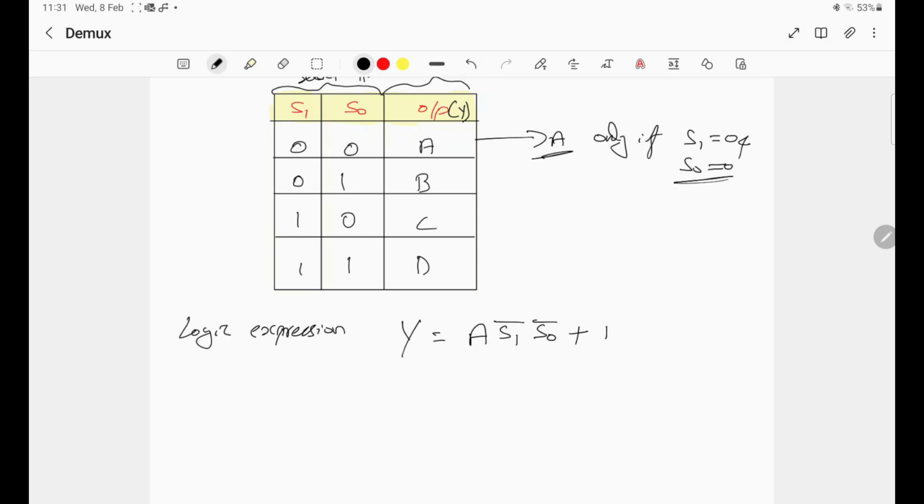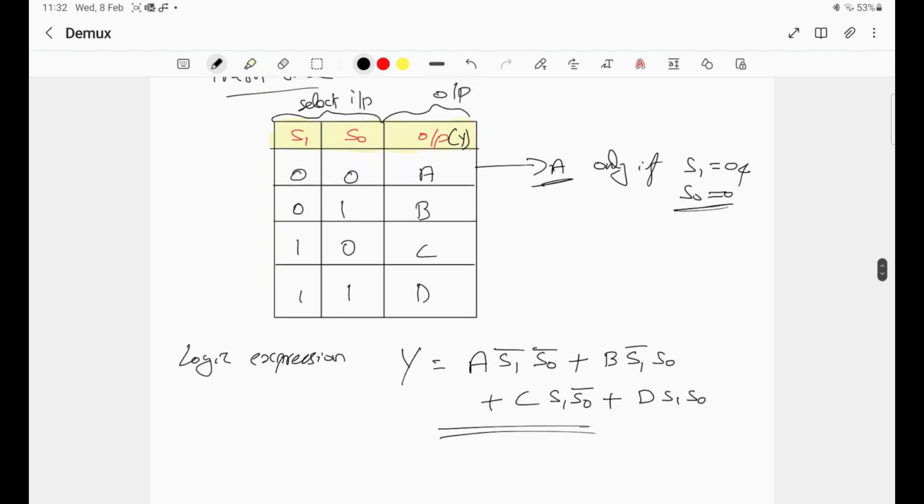Or another case, we will get output in B only when S1 is 0 and S0 is 1. If it is 1, we will not give the bar. Or we will get the output in C, only when S1 is 1 and S0 is 0. And finally, we will get output in D only when S1 is 1 and S0 is 1. So this is the logic expression or logic equation of a 1:4 demultiplexer.